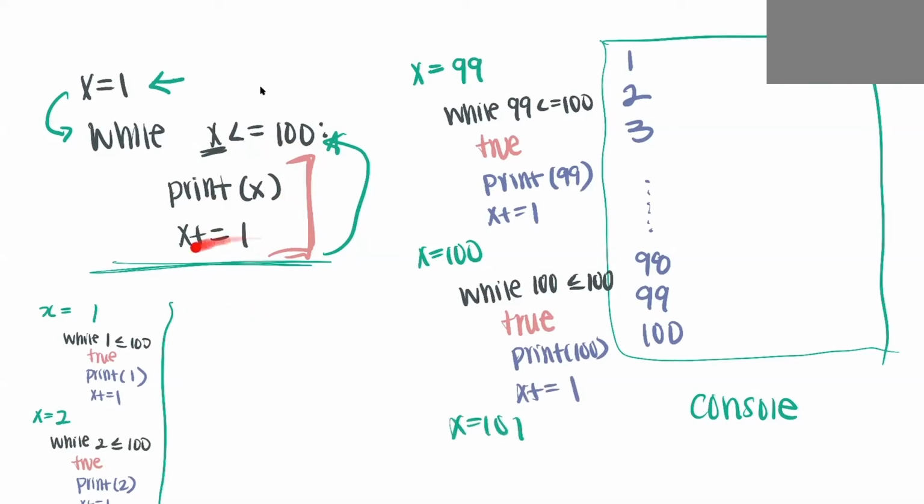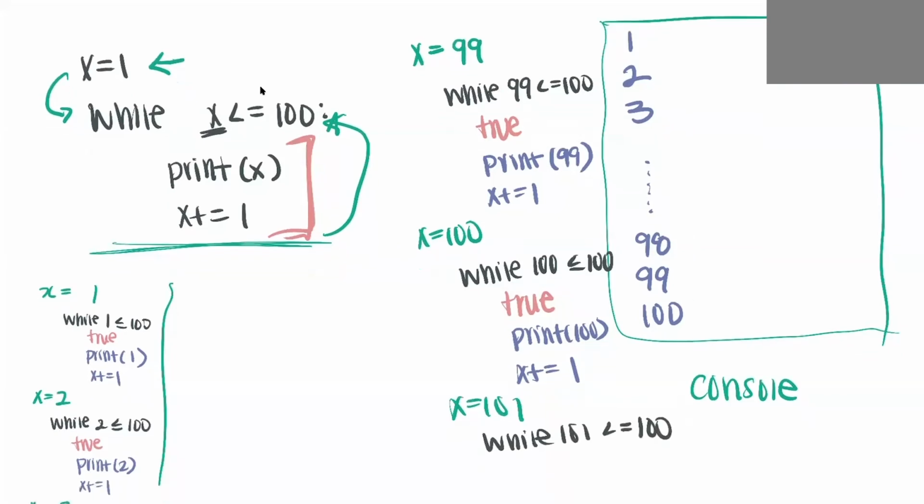Now I'm down here. So I have to go back to the top and verify that this condition is true or not. Is 101 less than or equal to 100? This is false. So because right here we determined it's false, we break out of this loop and we're done with the loop.